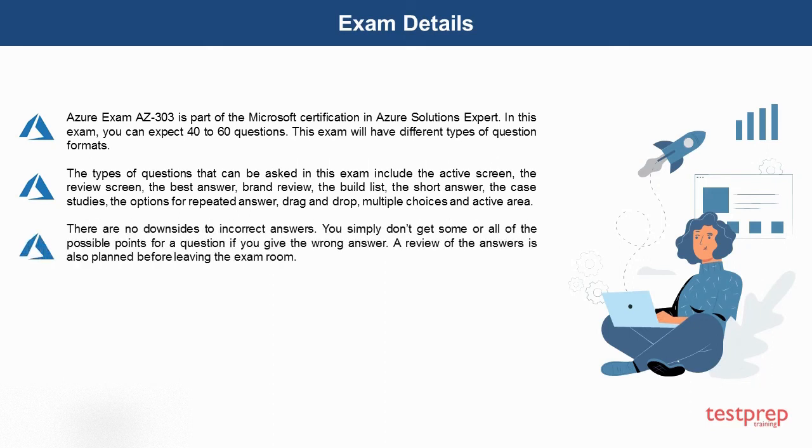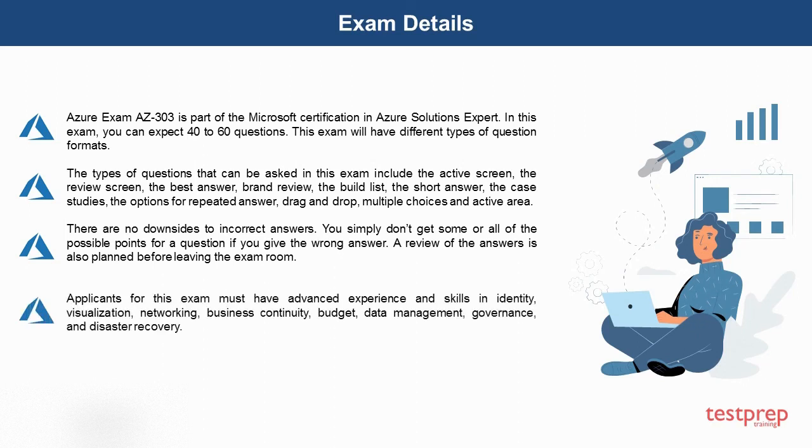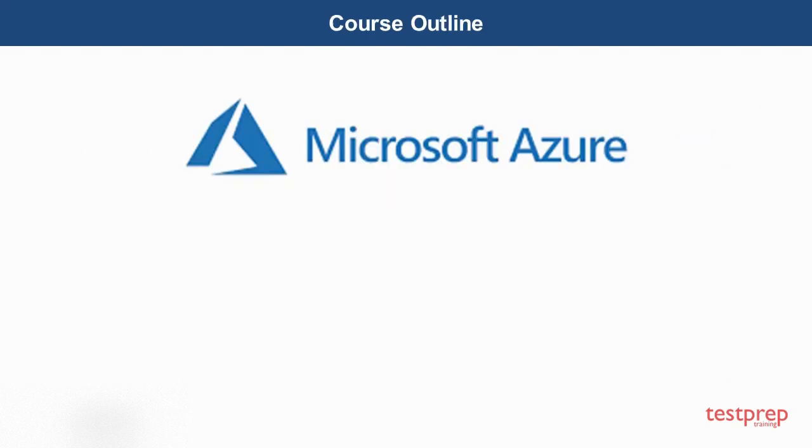There are no downsides to incorrect answers. You simply don't get some or all of the possible points for a question if you give the wrong answer. A review of the answers is also planned before leaving the exam room. Applicants for this exam must have advanced experience and skills in identity, virtualization, networking, business continuity, budget, data management, governance, and disaster recovery.